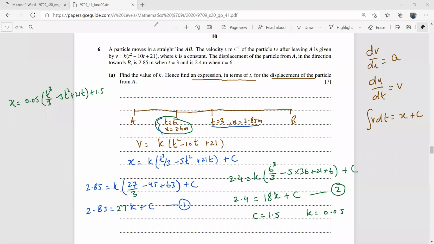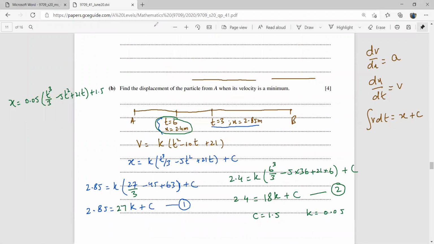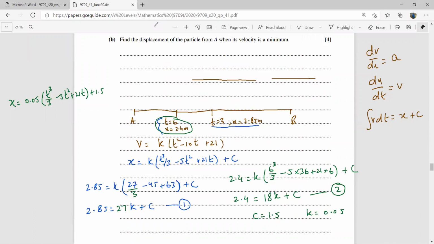Let's see what is there in the second part. Okay, it says find the displacement of the particle from A when its velocity is a minimum. Okay, when the velocity is minimum. So velocity is there with us. We can write the velocity as, we have this k that is 0.05, right? And that is going to be t square minus 10t plus 21.